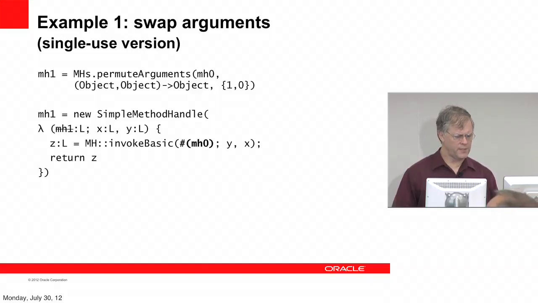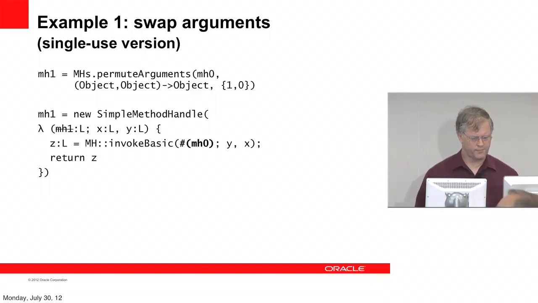Back to the swap arguments example. You'll notice that the only temp in this Lambda form is z, which calls the target method handle with the swapped arguments. And you'll notice that the expression binds in as a literal the method handle, which is the target, and this is perfectly reasonable. Here's another example.